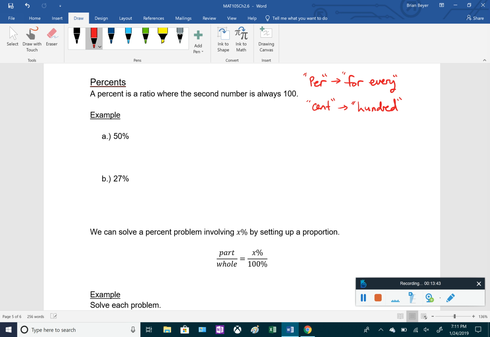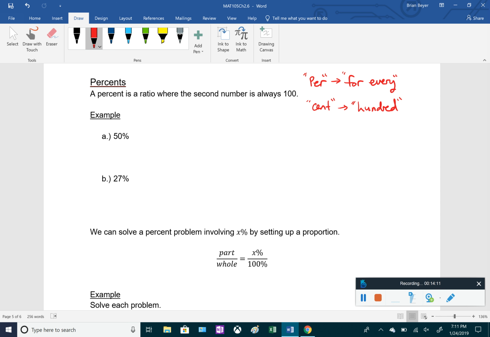So you can kind of remember that because when you're thinking about miles per hour, that's miles for every hour driven, if you're in a car. And then cent, meaning 100, you can think of it as cents, as in money, as in change. There's 100 cents to a dollar. Or you can think of it as century. Century, there's 100 years to a century. Just a lot of different ways to remember that.